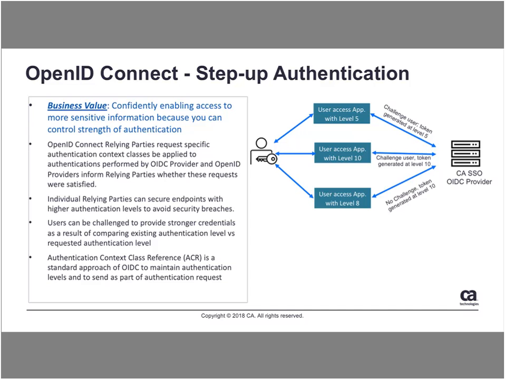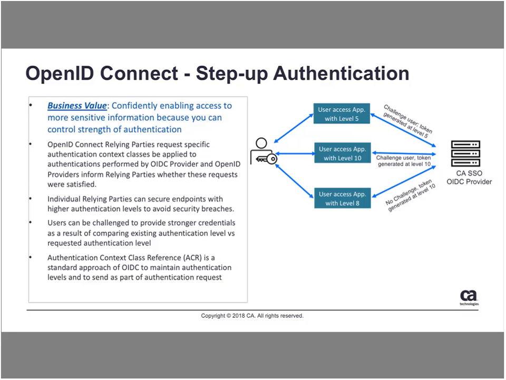In this particular flow diagram, to give an example, if the user is trying to access the first application with level 5, because this is the first request, the SSO OIDC provider challenges the user and the token will be generated with level 5. If the user then tries to access another application which is at level 10, a new ACR will come into the request. The SSO OIDC provider validates that ACR value, and since the existing level, 5, is lower than the requested level 10, it will challenge the user again.